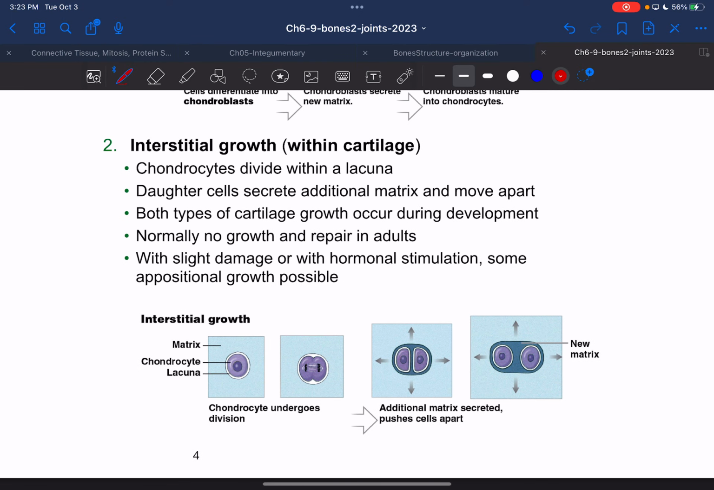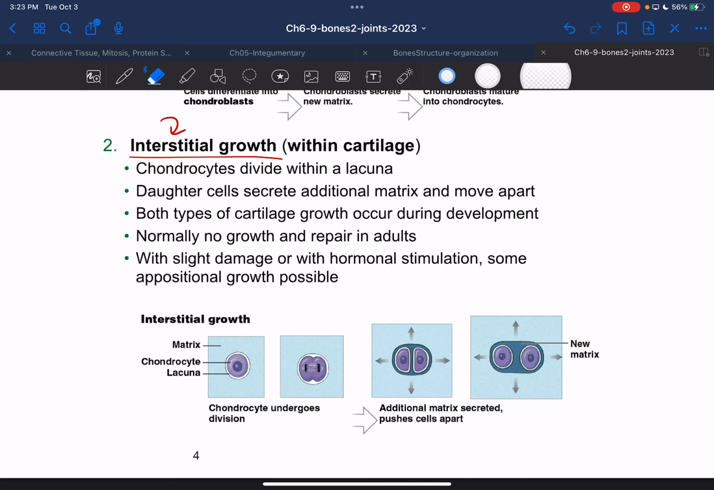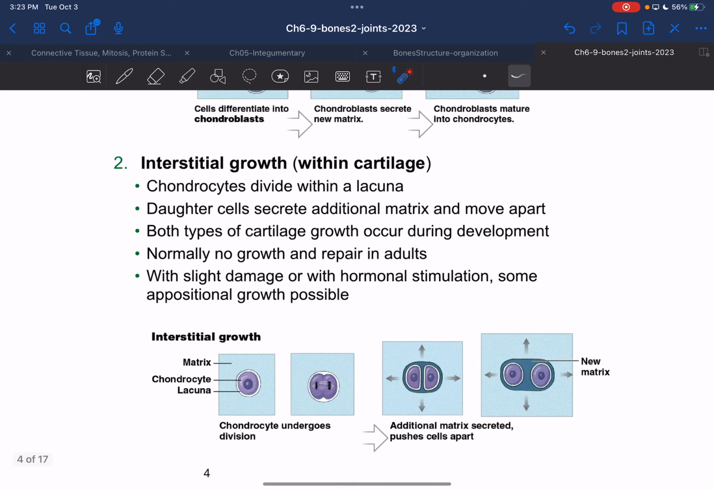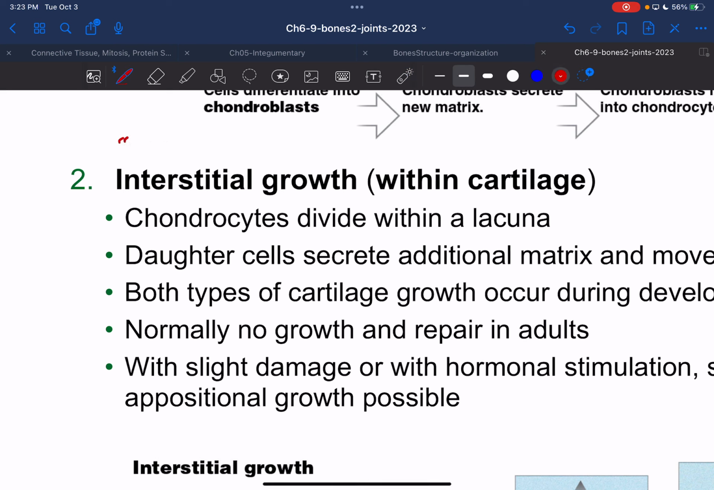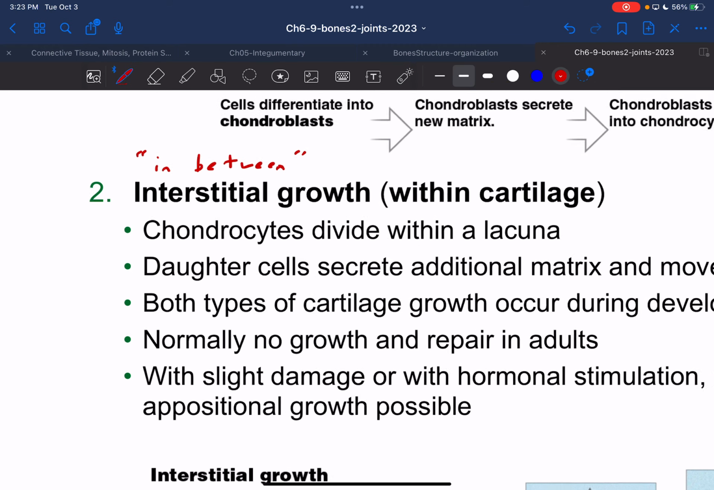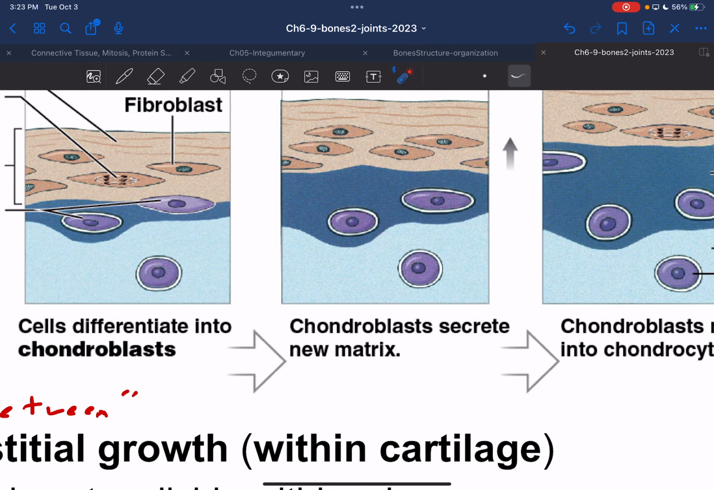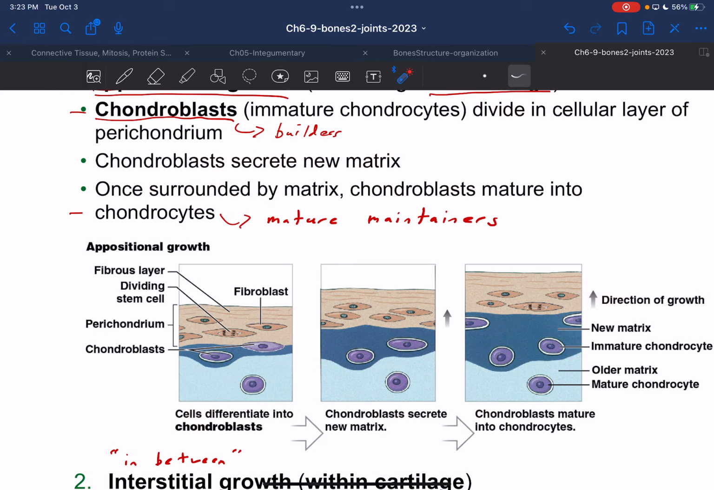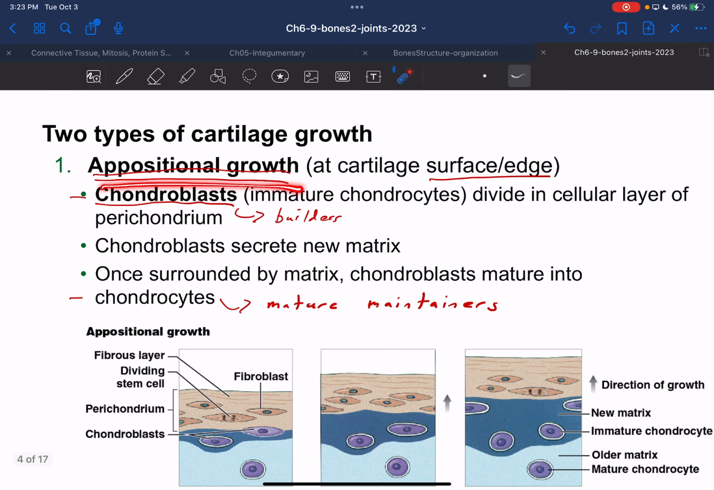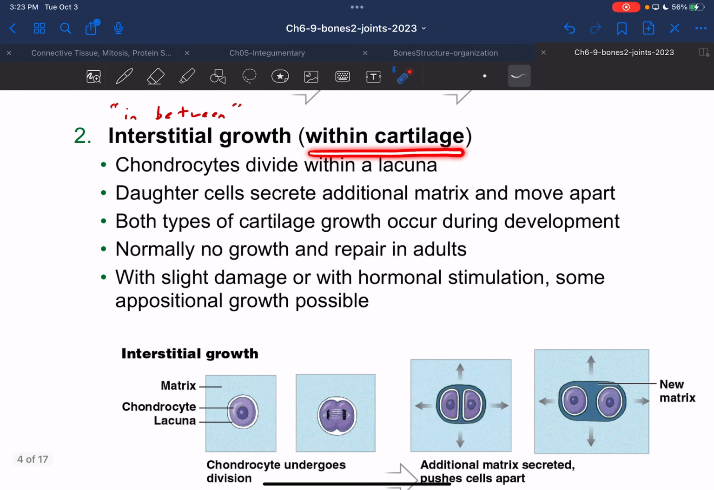And as we look at interstitial growth now, this word matters to me because the word interstitial is something that I feel like I struggle getting all of you to understand. And this word simply means in between. We're going to see this word. It'll come up over and over and over again. And interstitial simply is, if we look at, not care about the edge right now, because that was the key highlight of appositional growth at the edges. Now we don't care about that. Now we care about within the cartilage.